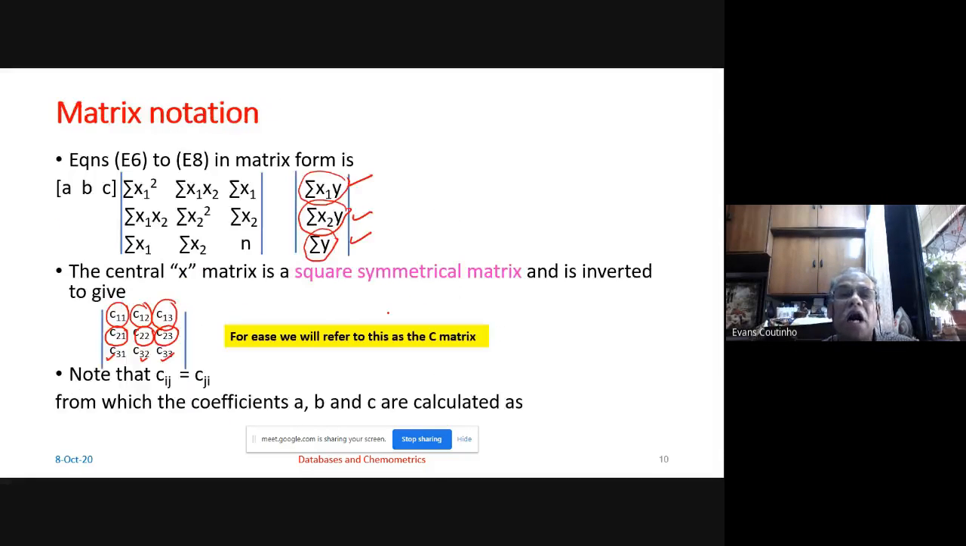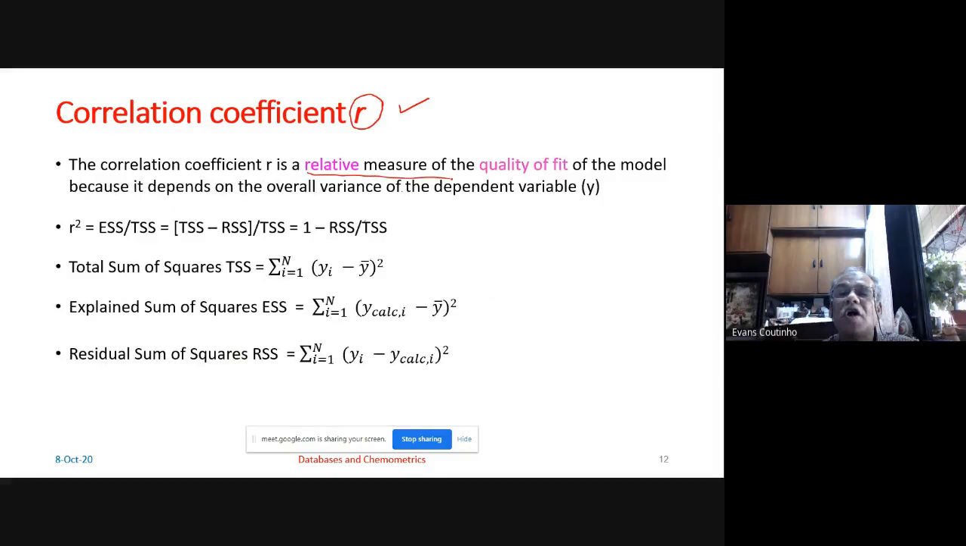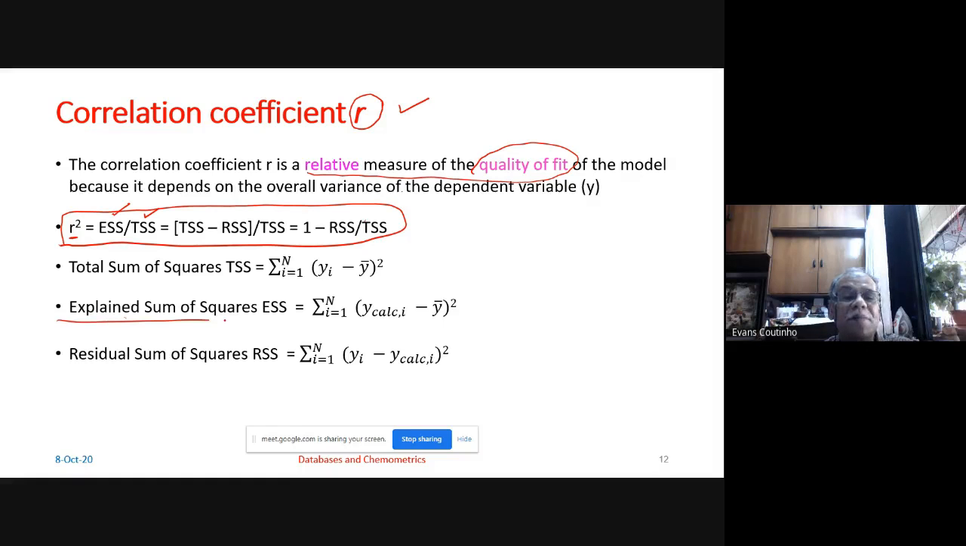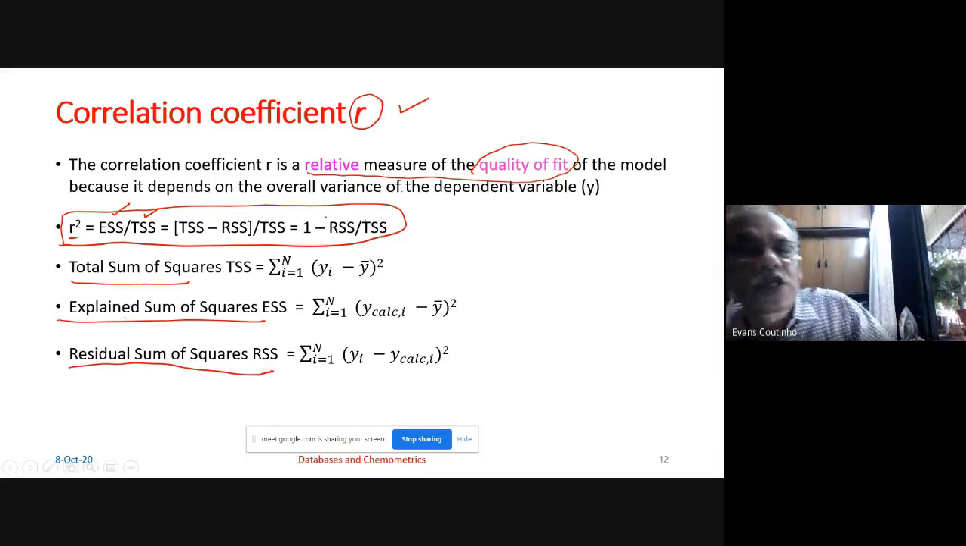R is a measure of the quality of fit of the model. How good your model is able to explain the observed endpoints. How close your calculated endpoints are to the observed endpoints. And now here is something which is not often talked about. R can be expressed in several ways. R can be expressed as ESS divided by TSS. What is ESS? ESS is the explained sum of squares, divided by the total sum of squares. Or another measure for the correlation coefficient R is 1 minus RSS, the residual sum of squares, divided by the total sum of squares.